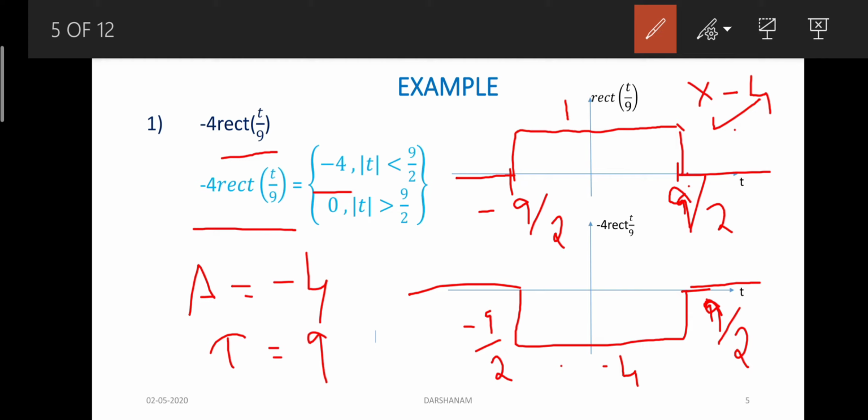So whenever you get an equation or question on the rectangular function, first solve it without the magnitude, or taking the magnitude equal to 1. Then multiply it with the original or given magnitude. That will be easier for your exams.